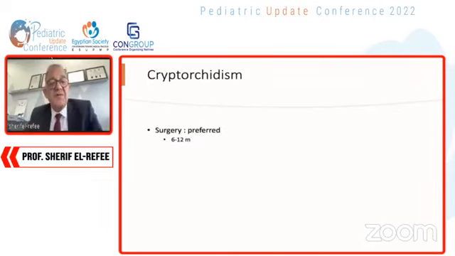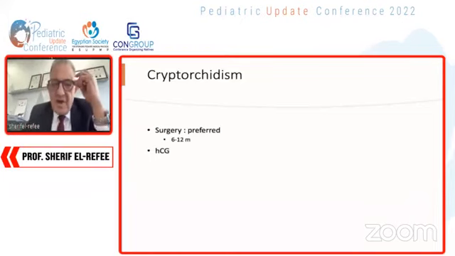Undescended testicles, of course, surgery is the preferred option. And surgeons normally think about surgery after 6 months for the reason I mentioned earlier, the mini puberty, because you would expect in partially descended testicles, with the surge of LH and FSH during mini puberty, hoping that the testes will go down a little bit. But definitely, preferably, operate on the undescended testicles before the age of 1 year.